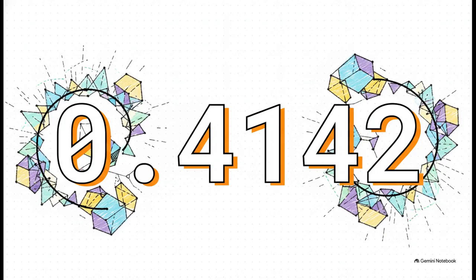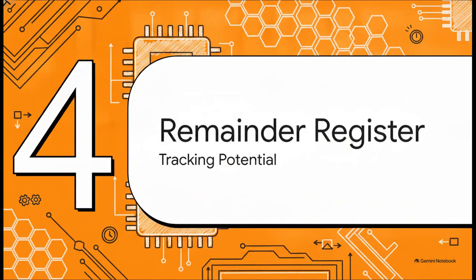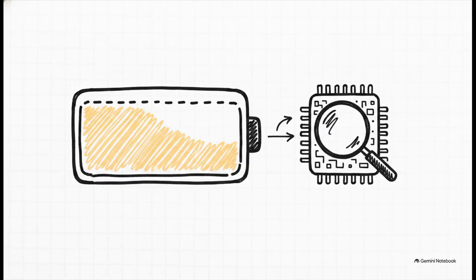It's the exact mathematical ratio governing how the system scales down, perfectly, without ever drifting into infinity. Section 4, the global remainder register. To actually enforce this geometric rule inside a microchip, you need a physical mechanism to track the computation. Think of this global remainder register as a strict energy arbiter baked right into the hardware itself.